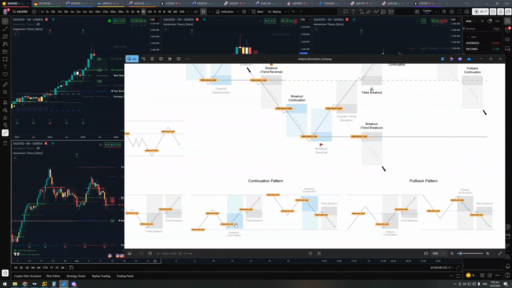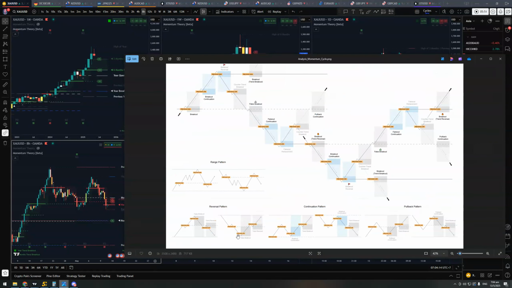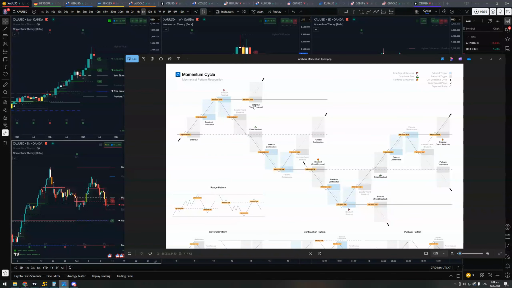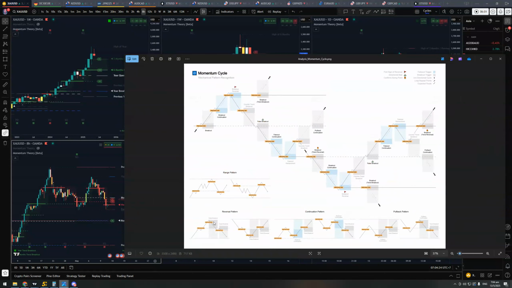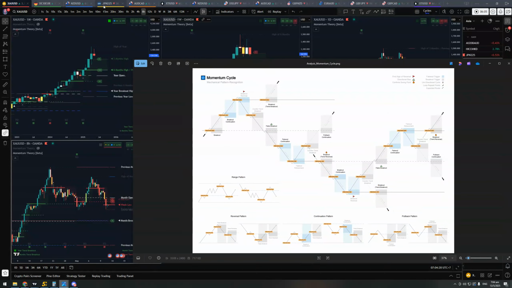Continuation patterns, looking for that breakout, continuation, trend breakout, and pullbacks. I'm looking for a flip of that breakout level, faking out the low, fake out retracement, and then flipping that breakout level again is a pullback continuation and a trend breakout at the top of that entire structure. So all the cycles that I'm using in these patterns, these are all unidirectional cycles: false breakout, trend reversal, pullback continuation, trend breakout, breakout continuation, trend breakout. So that's the logic behind why I'm using these cycles to trade these entry patterns.